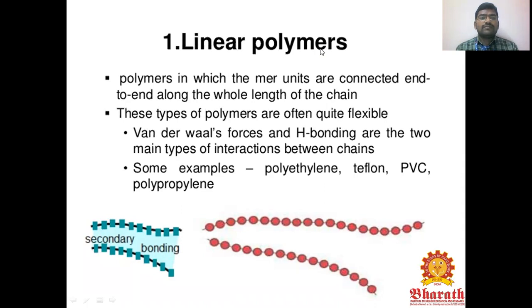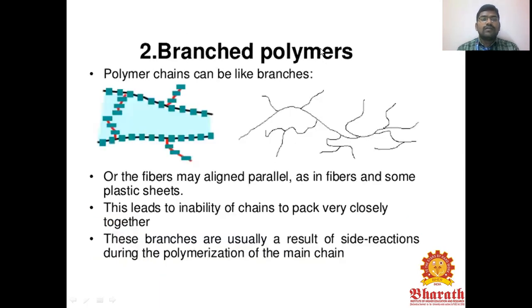Van der Waals forces and hydrogen bonding are the two main types of interaction between the chains. Some examples are polyethylene, Teflon, polyvinyl chloride, and polypropylene. These are the linear polymers. Next one is branched polymers. The polymer chains can have branches, or the fibers may be aligned parallel. Some plastic sheets are also branched polymers. This leads to the inability of the chains to pack very closely together. These branches usually result from side reactions during the polymerization of the main chain.